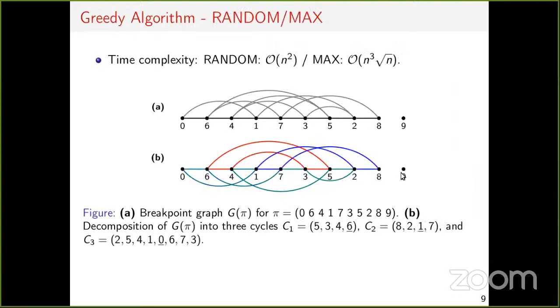The second variation is the random variation, where the vertex is chosen randomly among all the vertices which have at least one incident edge left.